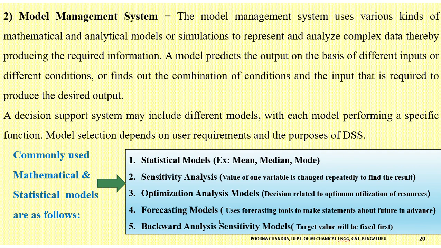Number one, statistical models. For example, we have the mean, median, mode, and deviations, etc. These models are used to establish relationships between the occurrences of an event and various factors related to that event.